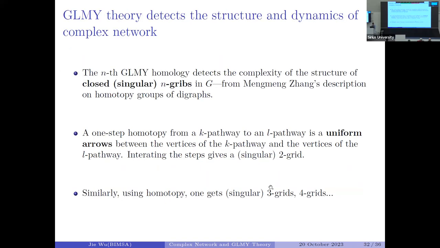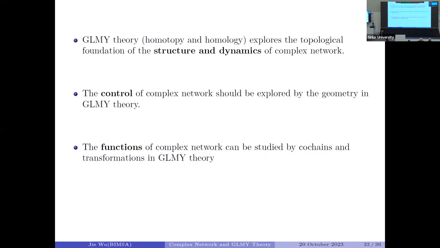Okay, so now let me see a bit. So far we can see that GLMY homology can detect the engraved structure there, right? This is through the description of the homotopy group. And the homotopy group looks like it is connected to dynamics, because we look at the shapes uniformly changing from one to another, right? So there's something interesting.